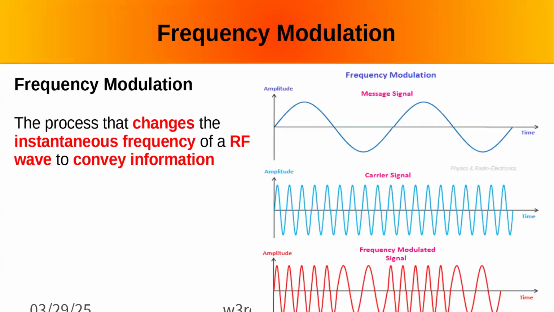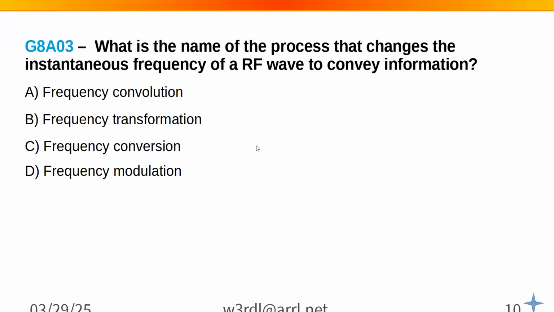Frequency modulation changes the instantaneous frequency in order to convey its information. So what's the name of the process that changes the instantaneous frequency of an RF wave to convey information? And in this case, the wrong answers are real things, just not the right thing.